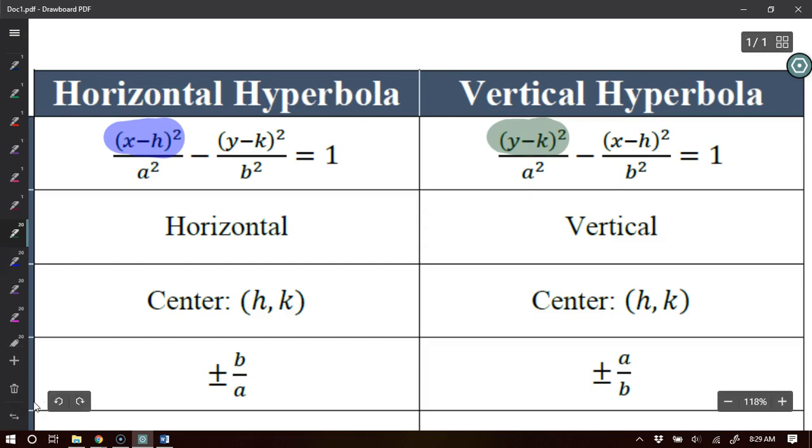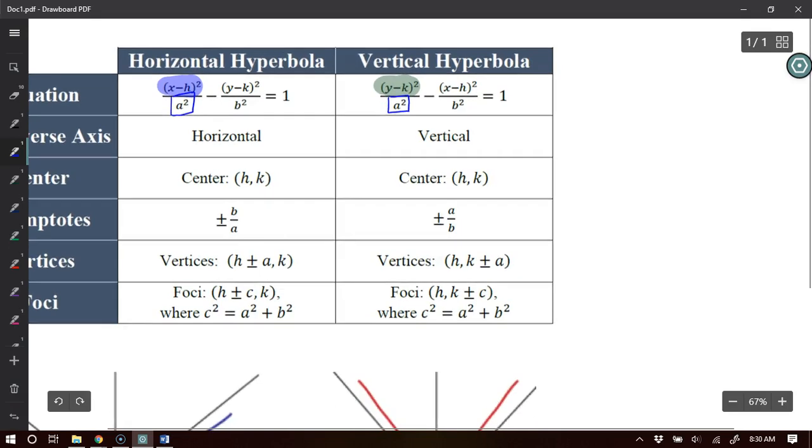The next part you want to look at is, well, what else is different? And really, besides the numerators trading spots, everything else is the exact same. A is always under the first numerator. It doesn't matter what the size of A is, it's always under the first. And there's a reason why. And that's why I have these pictures here.